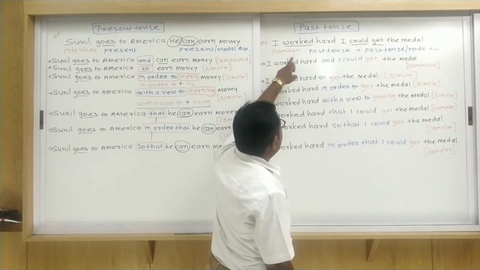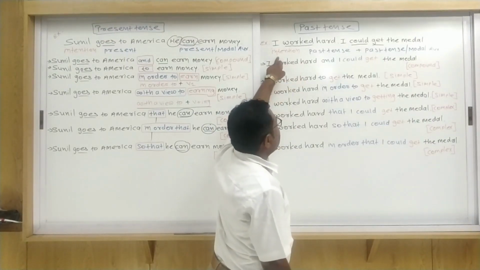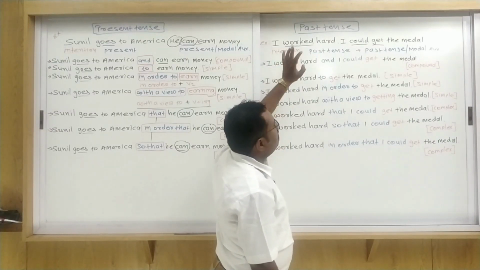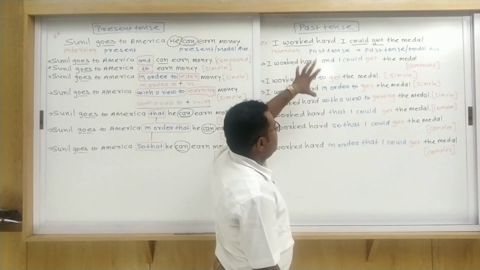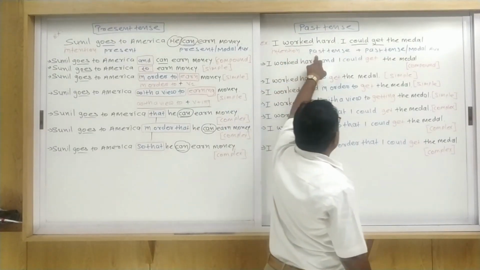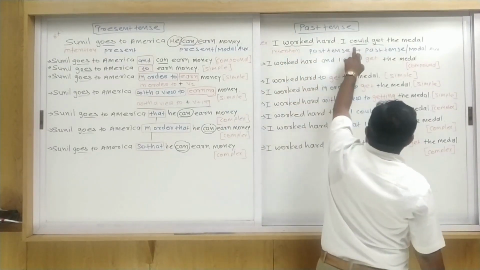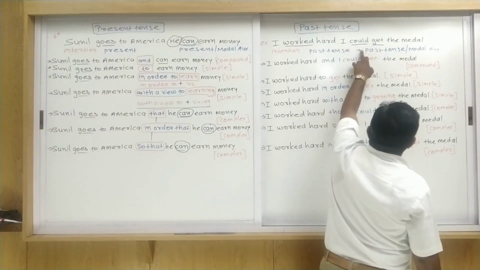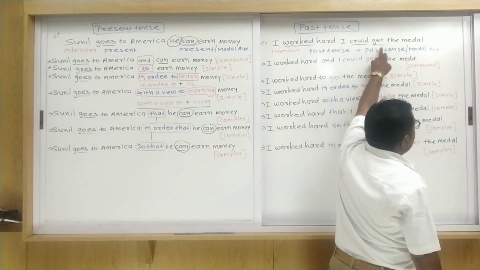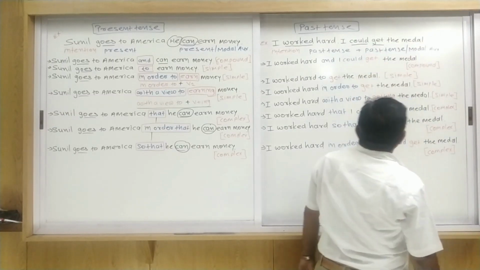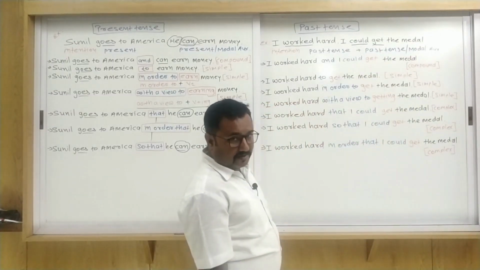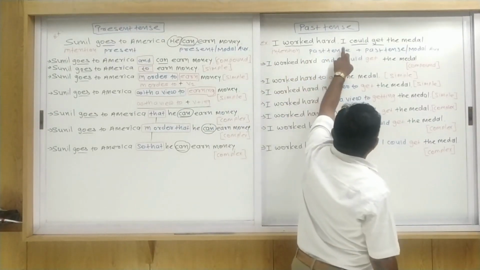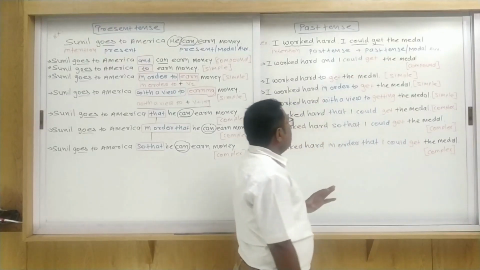The example: I work hard. So that is the intention. So what is the purpose of it? I could get the medal. So work hard, that is past tense. So I use here modal auxiliary could, but after could we use V1. You cannot say that I could got the medal. Mind well. So I work hard, I could get the medal.